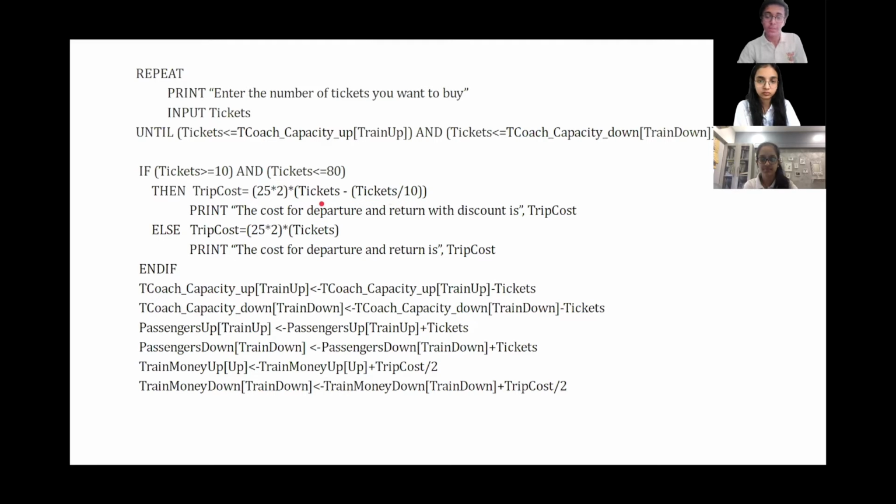For example, the user books 40 tickets. The value in tickets would be 40 minus 4. In this case, we divide tickets by 10 to be able to get the quotient 4, which would be the number of tickets that the user gets free. Thus, trip cost will be able to store the amount after discount. We will then put an appropriate print statement to print the cost for departure and return with the discount.